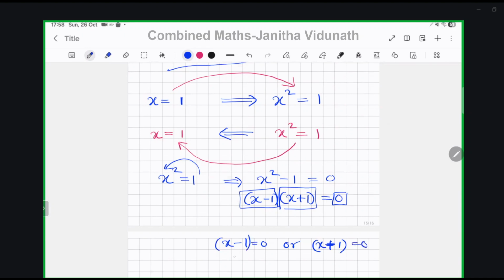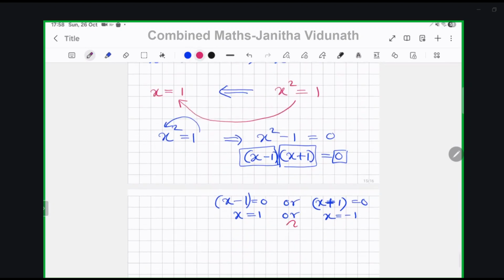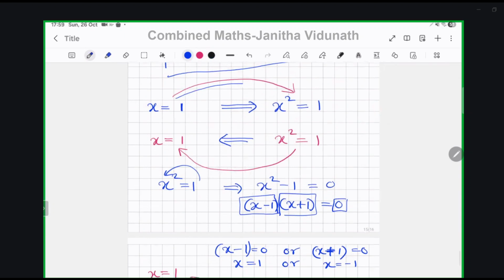From the first, we can say x equal 1, or x equal minus 1. That means if we are on the right hand side, that means x square equal to 1, then we cannot exactly say x equal 1. The only thing we can say is x equal 1 or x equal minus 1. Let me repeat. From right hand side, we cannot exactly say x equal 1, because from x square equal to 1, the final answer should be x equal 1 or x equal minus 1. That means we can go from left hand side to right hand side, but we cannot come from right hand side to left hand side.